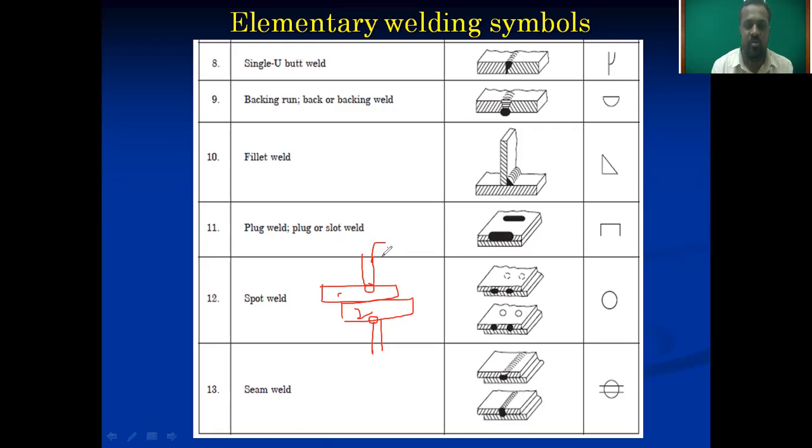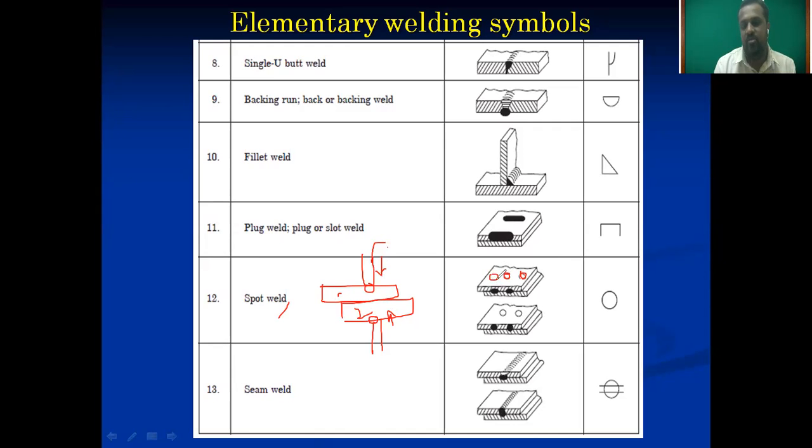This electrode also we are pressing toward the workpiece. Through that we are giving only one spot, so it is called spot welding. You have to observe. This is the first spot we have given. Again, this is the second spot we have given. Again, a third spot we have given.